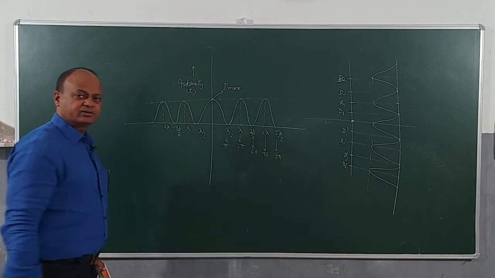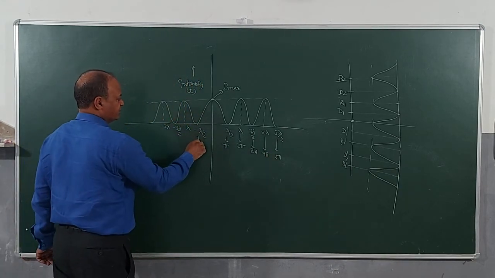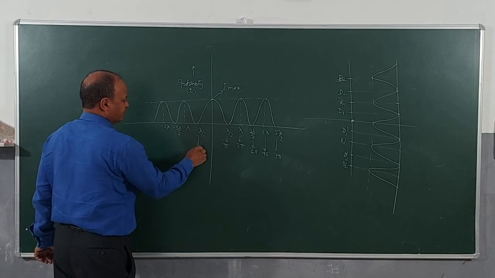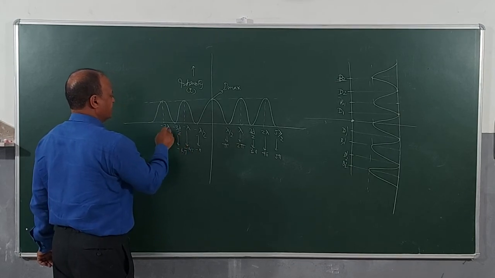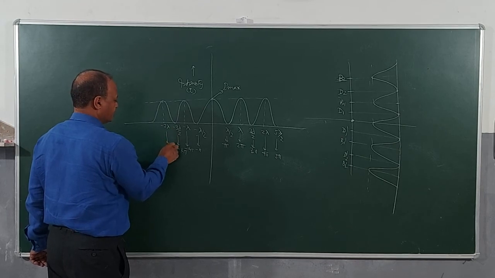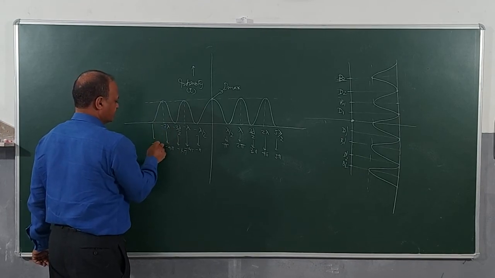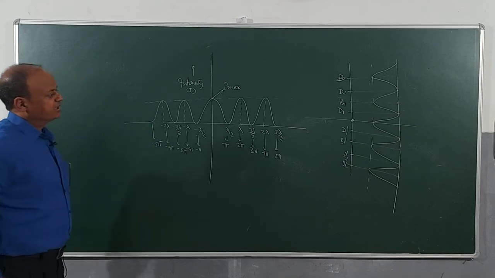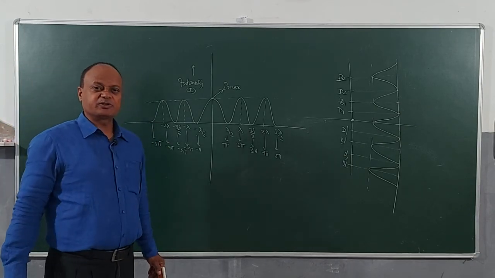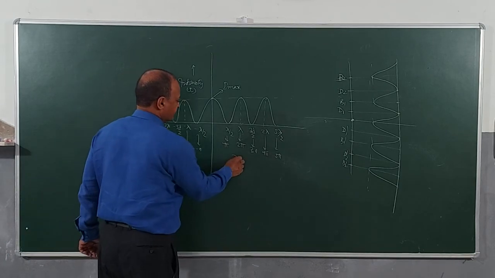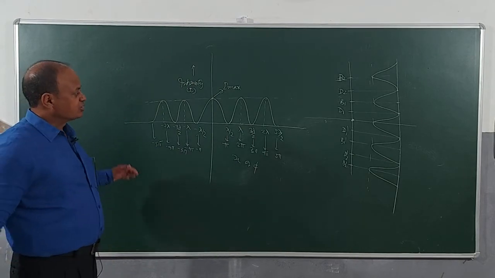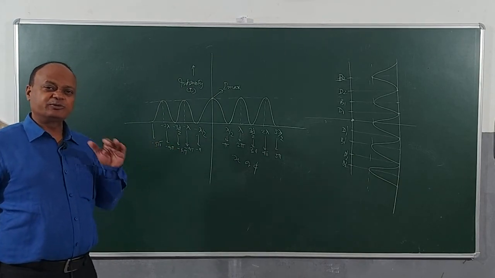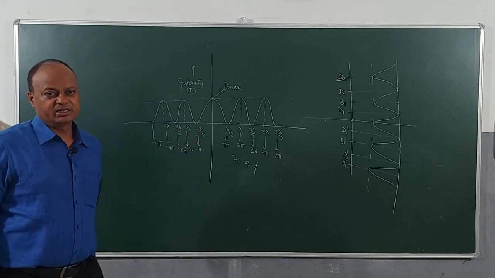If you go on the left hand side, so this will be, children, how much? Minus pi, this will be minus 2 pi, this will be minus 3 pi, this will be minus 4 pi, and this will be minus 5 pi. So this is the graph showing distribution of intensity with respect to either x, that is path difference, or phi, that is phase difference. Clear? So you have to know that all the bright spots will be equally bright and all the dark spots will be equally dark.